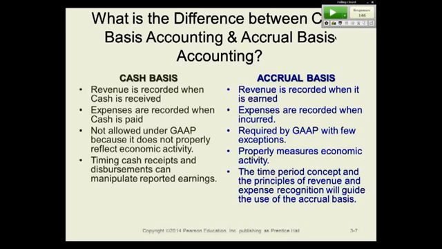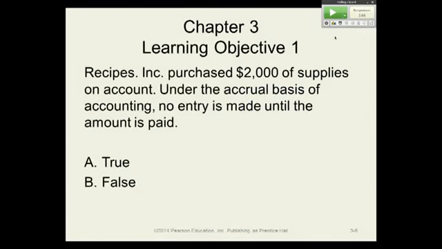So let's be sure. I'll ask you a couple of questions on this, and then we'll move on to some of these concepts. So let's take a look at a couple of questions to make sure you understand cash versus accrual. And the first one tells you that Recipes, Inc. purchases 2,000 of supplies on account. Under the accrual basis of accounting, no entry is made until, of course, the account is paid.